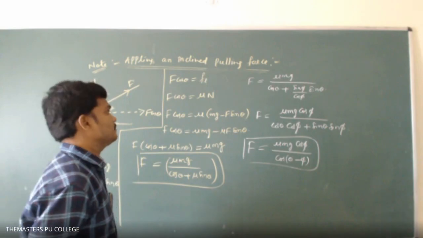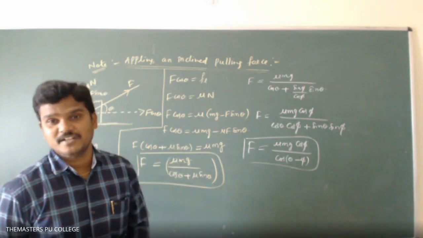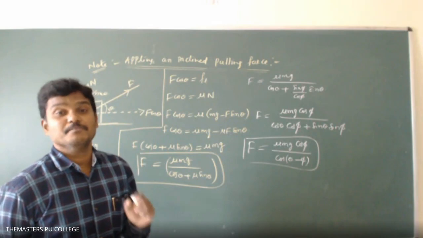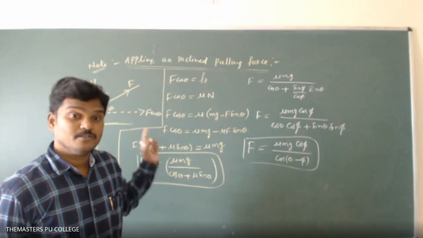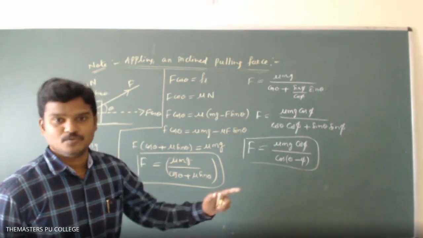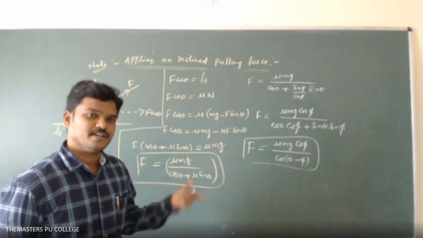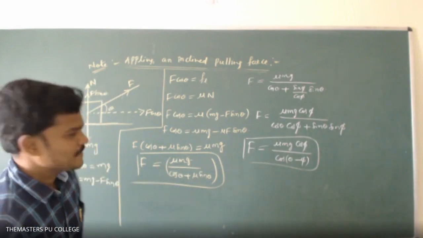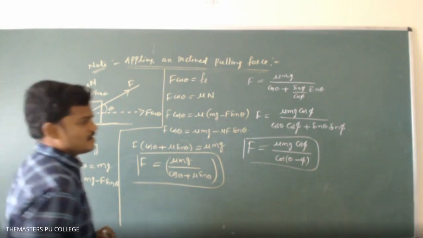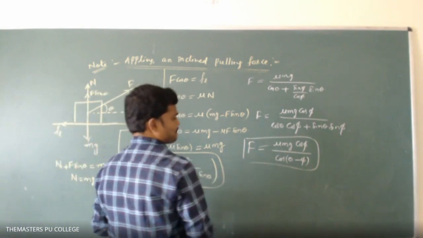Here you feel it. What are we finding actually? We are finding the minimum force required for the body so that the body is ready to move. It's not moving. If it moves, again the conditions are different. Ready to move is this condition. And theta minus phi.